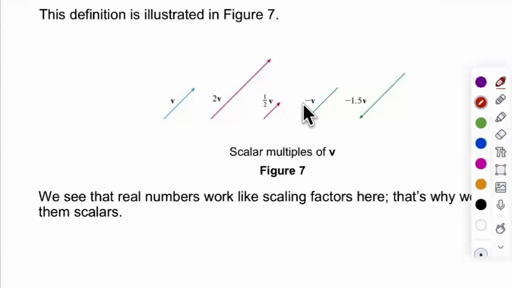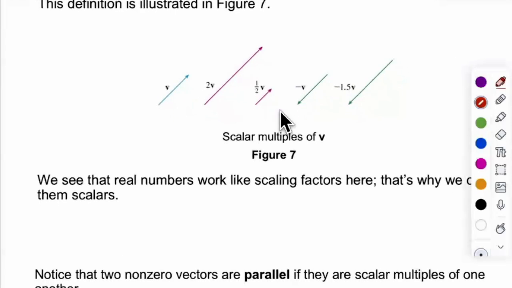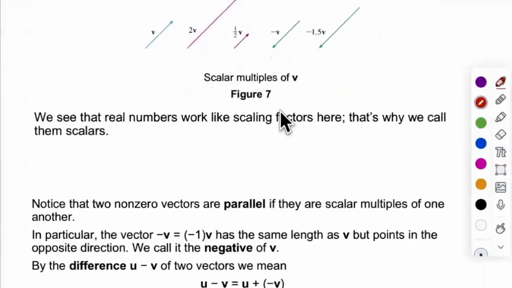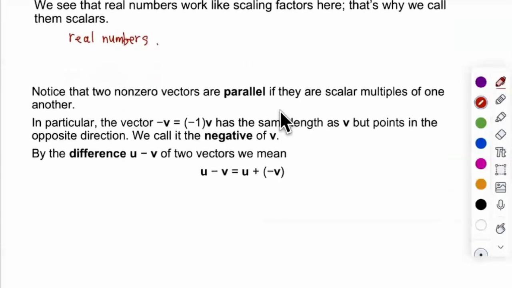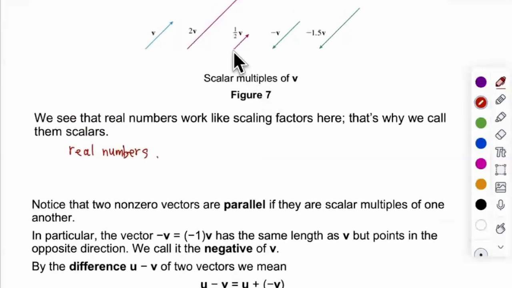It could be a negative scalar, or a positive scalar. Do you notice that in this diagram they're all parallel? If you have scalar multiples of a vector, are they all parallel? Yes. If they're scalar multiples of each other, then they're parallel. And if they're parallel, they should be scalar multiples of each other.